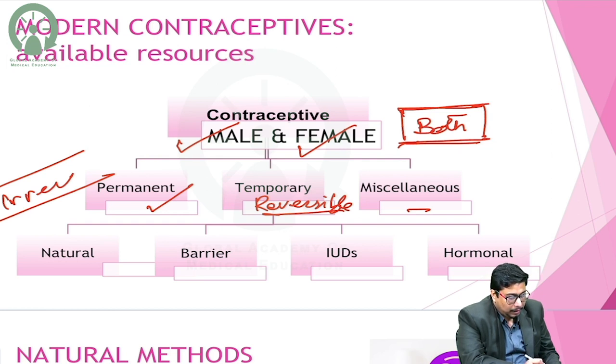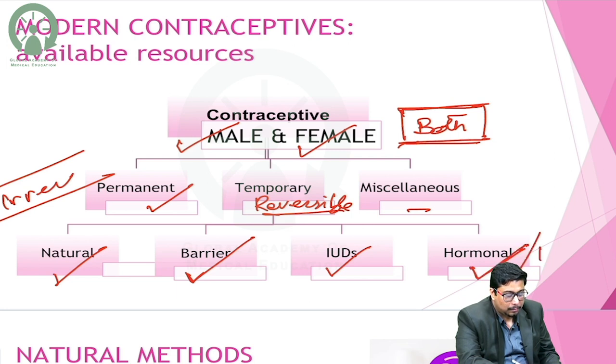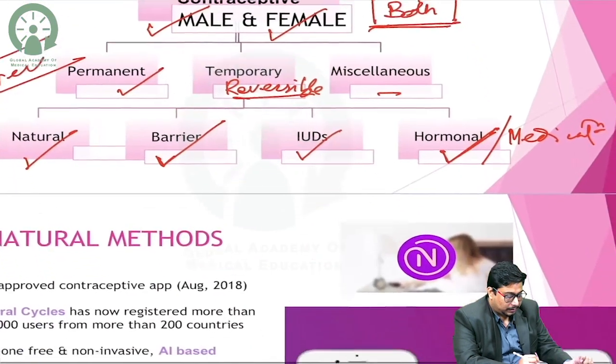So, among the temporary methods, there are natural methods. There are methods where a barrier is created for the male ejaculate to meet the female genital tract, basically. So, barrier contraceptions, then intrauterine devices, and all the hormonal devices or hormonal medications. So, with that scheme in mind, let us start with the natural methods.